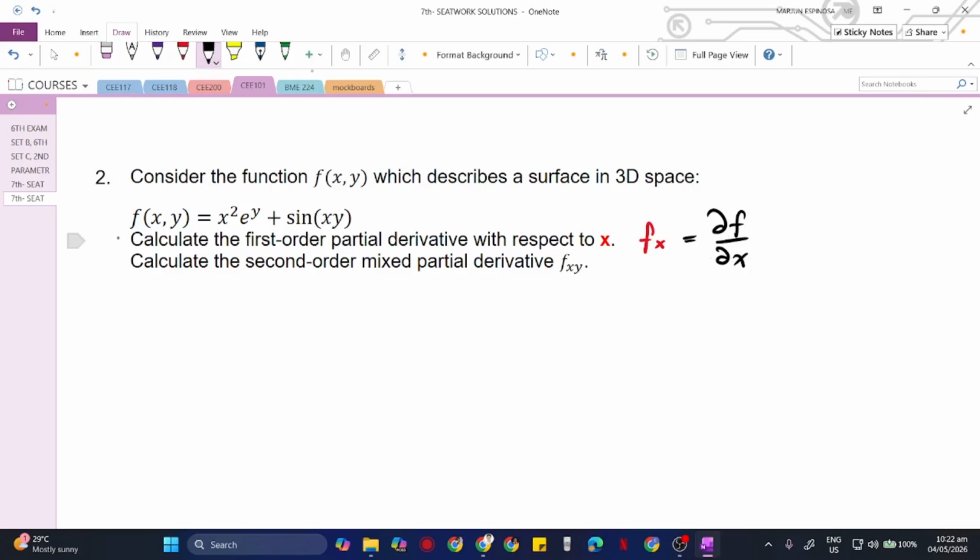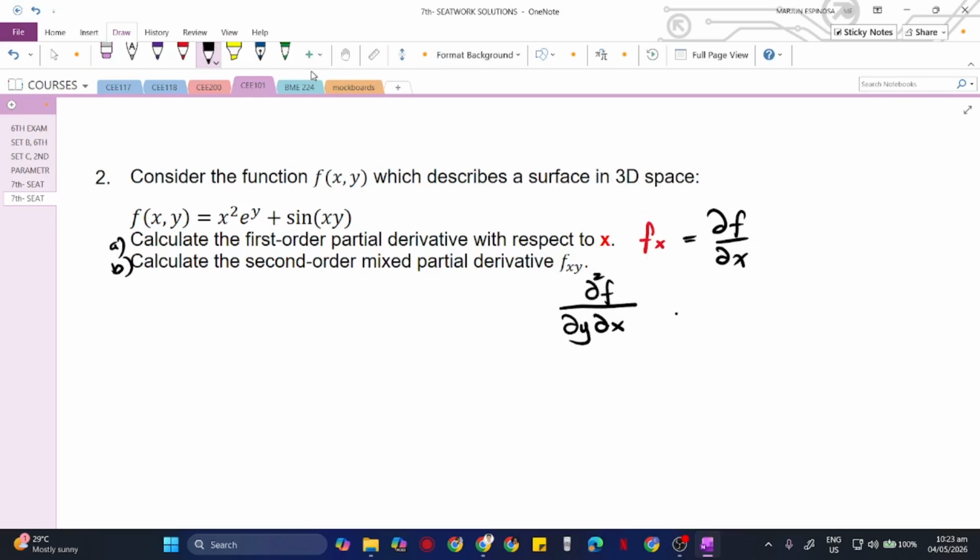Now, for the second question, we need to also calculate the second derivative of the mixed partial derivative, or that is f sub xy. Okay? So, this is just basically equal lang sa d squared f, because we are now in the second partial derivative. So, ang una natin kukunin is yung partial derivative of that with respect to x, and the next one would be the partial derivative of our function with respect to y na naman. Okay? So, these are our unknowns.